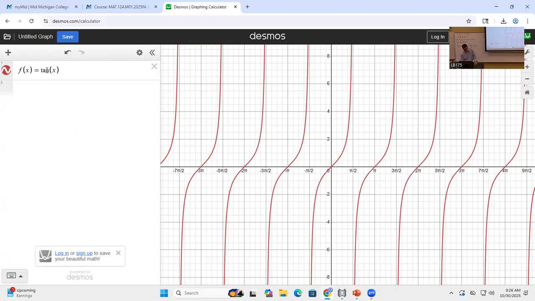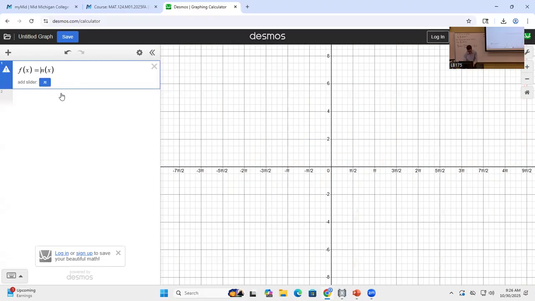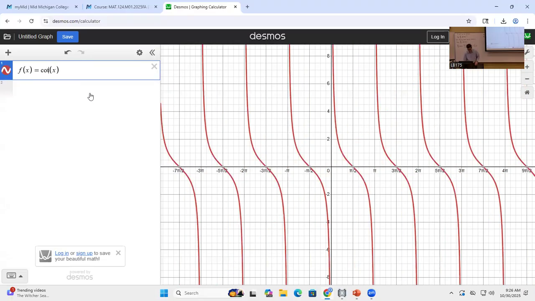And it'll work in reverse with cotangent. If I do cotangent of x, this has asymptotes at negative pi, 0, pi, 2 pi. And it hits the x-axis at pi over 2, 3 pi over 2, 5 pi over 2, any odd integer times pi divided by 2. Okay.